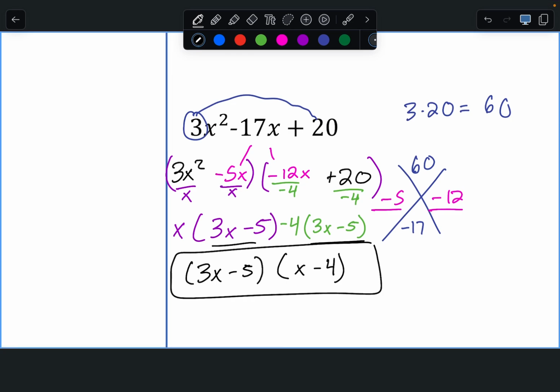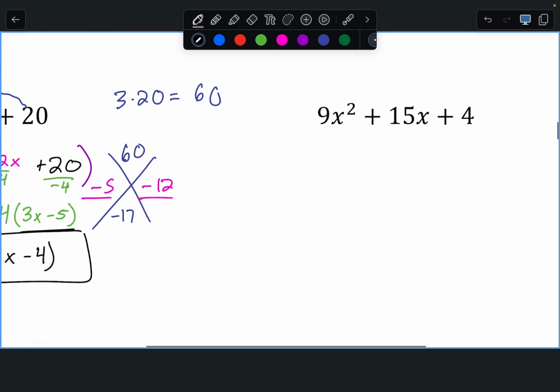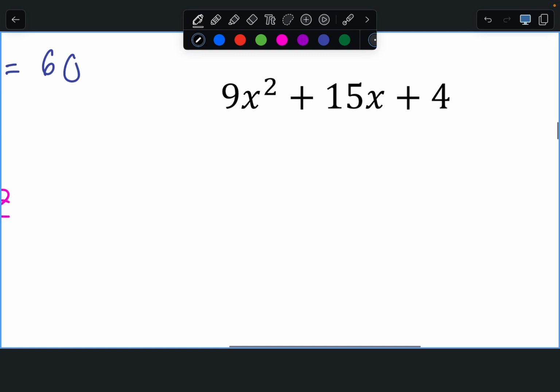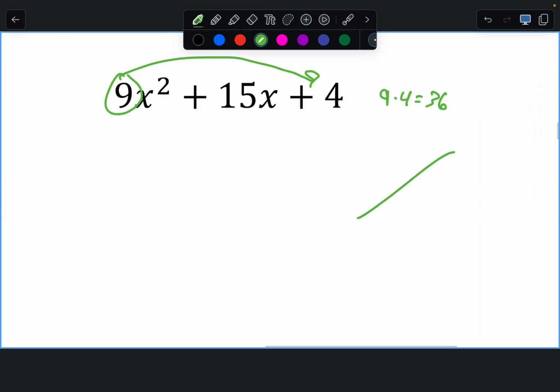All right, we have one more problem. Last one: 9x squared plus 15x plus 4. First step is to do what? Multiply the outsides. Multiply 9 and 4. 9 times 4 is 36. So I'm trying to find two numbers that multiply to 36 that add to 15.